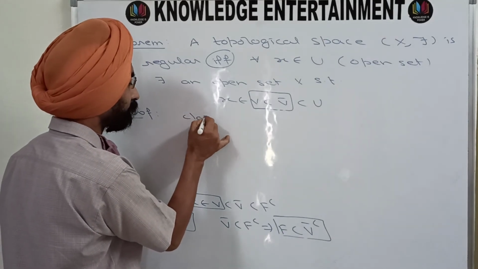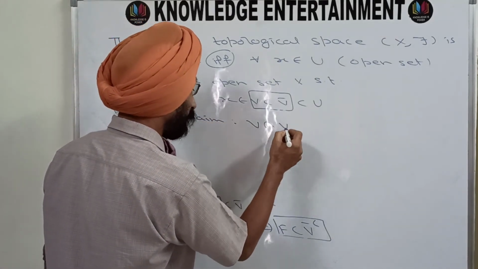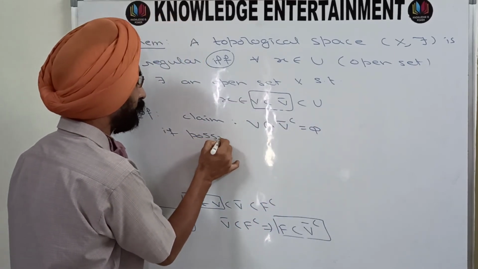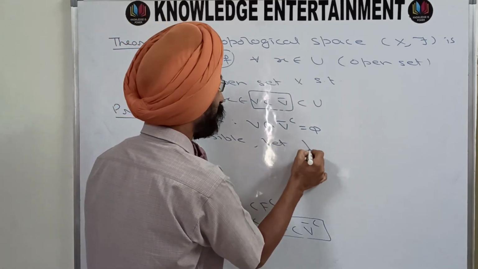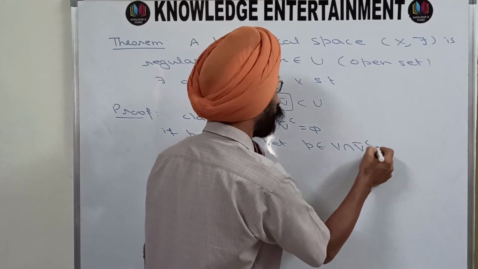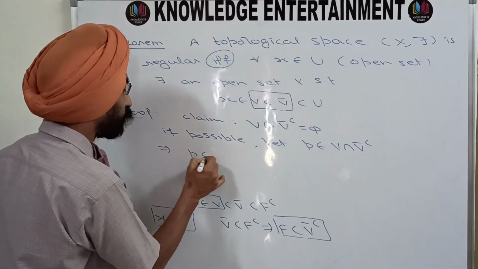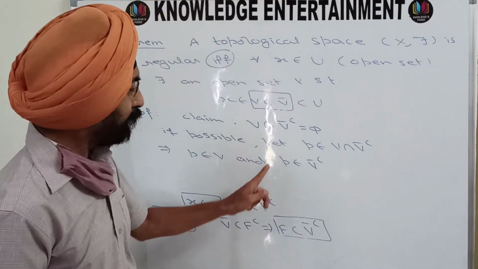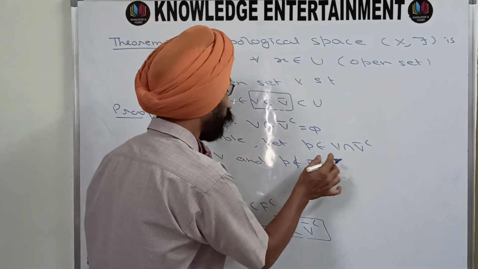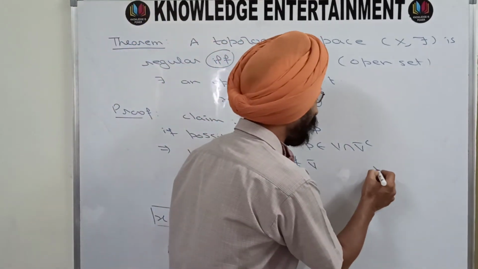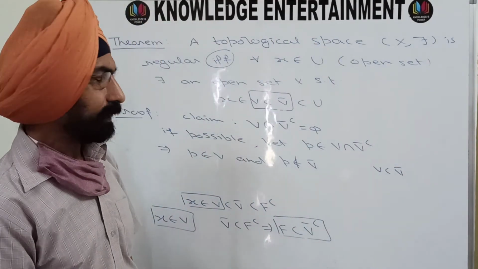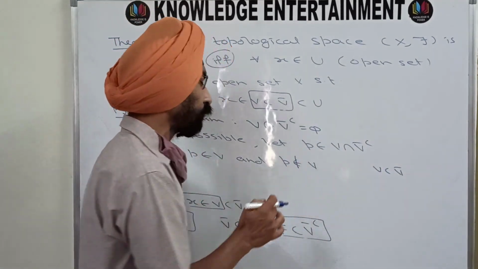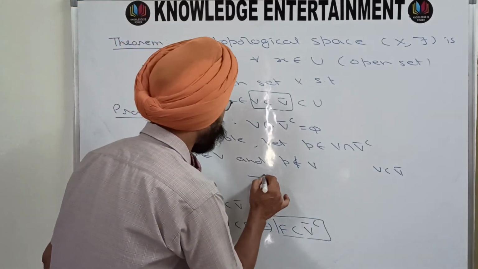So the claim is that V intersection with V bar complement is phi. If possible, let P be an element in V intersection V bar complement. This means P belongs to V and P belongs to V bar complement. P belongs to V bar complement means P does not belong to V bar, and V is a subset of V bar always. If P is not in V bar, how can it be in a subset of V bar? So it means P does not belong to V. P is in V, P is not in V is a big contradiction.